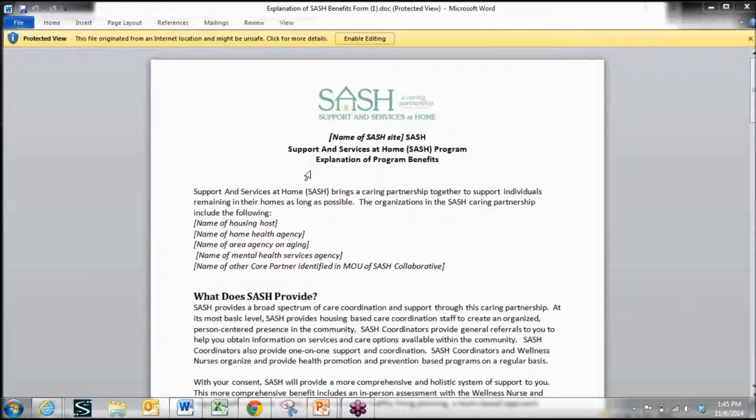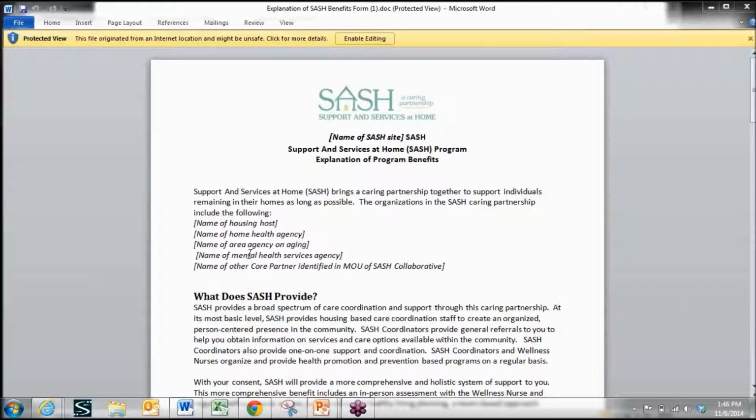You know, ours is called an S drive, but you have some kind of drive within your system at work where you get to save documents. So you're going to save as "Explanation of SASH Benefits." And what you need to do then is go through and fill in the blanks. So what you're going to be putting in this first paragraph are the names of the organizations that make up the SASH Collaborative.